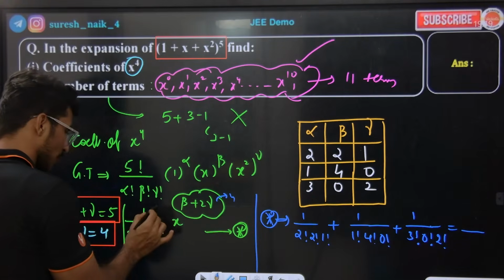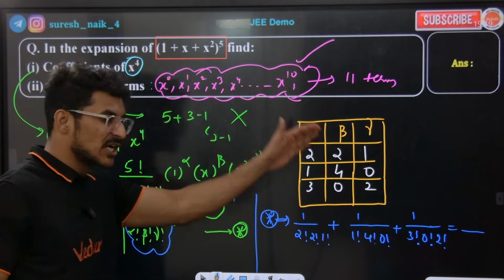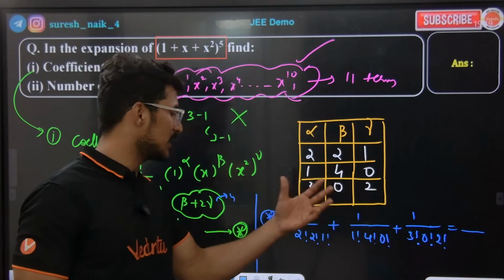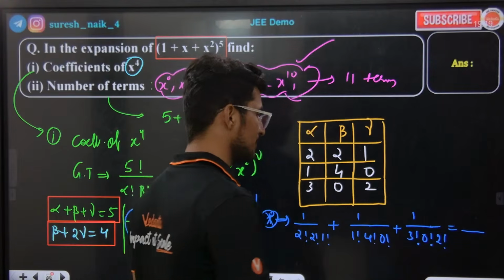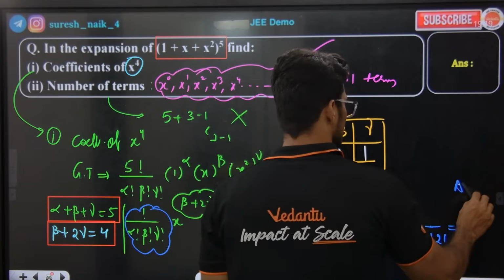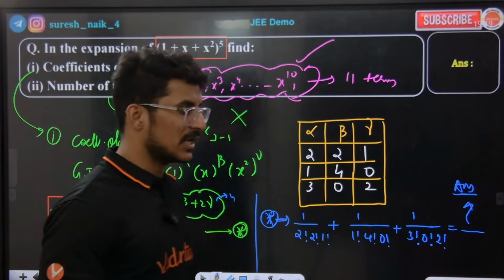So the coefficient of x to the power of 4 means this one. There are 3 possible cases. If you add each case, we get the final answer. So simplify this, you will get the answer. Simplify, you will get the answer.